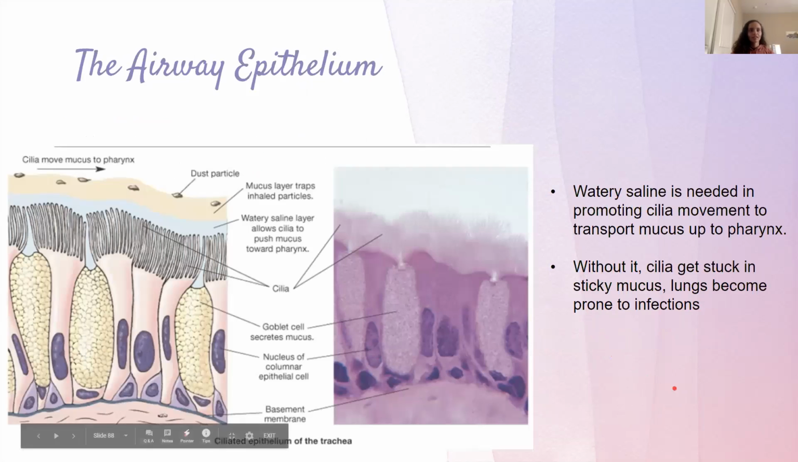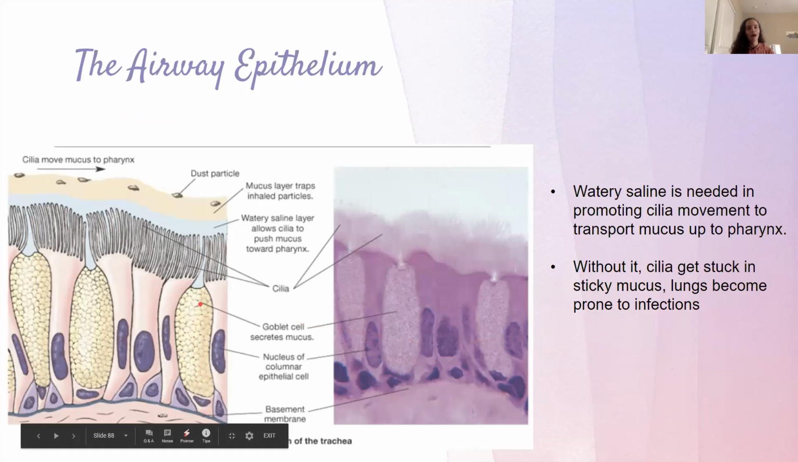Okay, so we're going to talk more about the airway epithelium. This is basically what the inside of the trachea looks like, and it's made of these columnar epithelial cells. If you can see them, they're kind of these long, I wish I had the pointer on my end, but they're the long yellow cells. Yeah, there we go. So these are essentially the building blocks of the trachea, right?